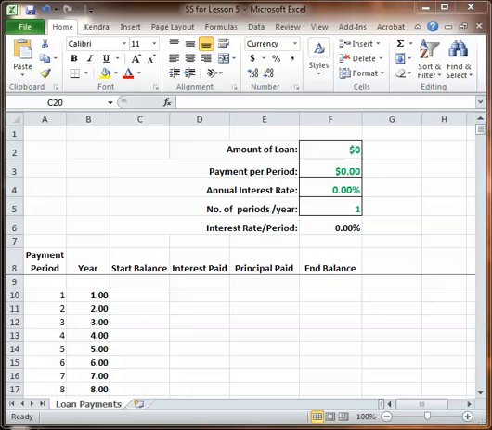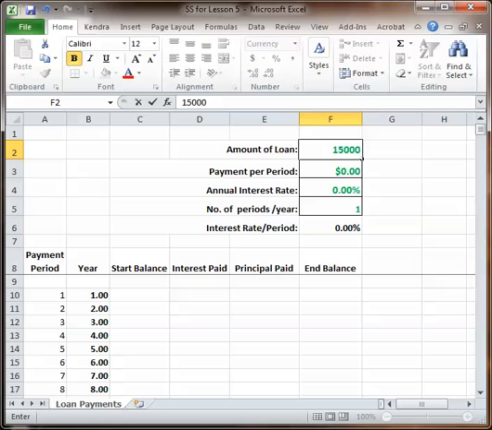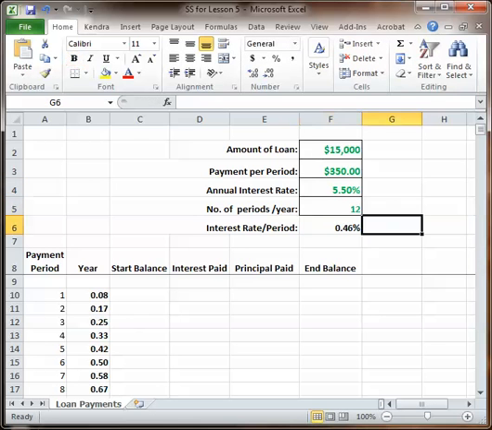So the first thing I'm going to do is put in the values that we're going to use in this question, and then as we put in the formula, we can see how the numbers change. So Sandy is borrowing $15,000. She's going to be paying back $350 a month. It's 5.5%, and we're paying monthly, so our number of periods is going to be 12.